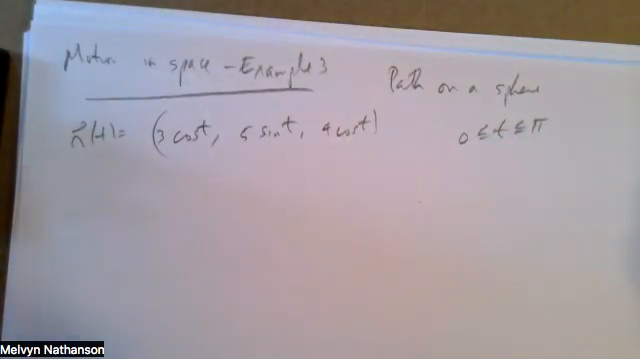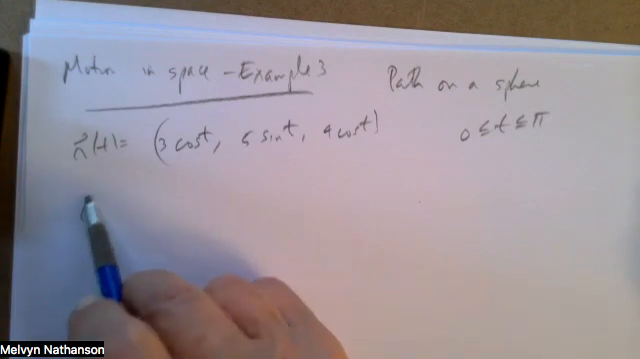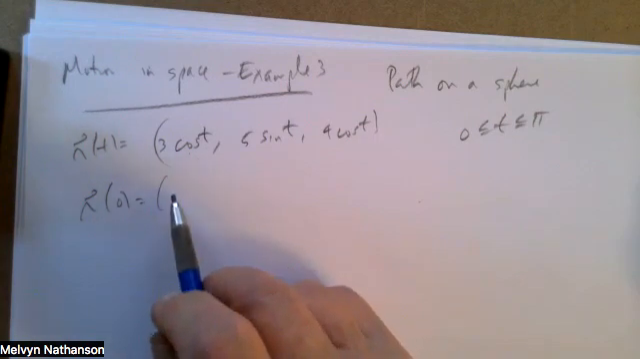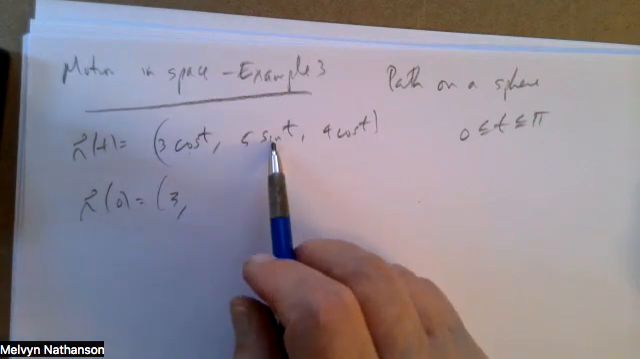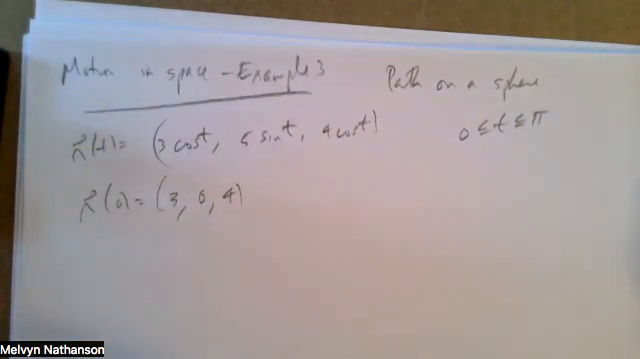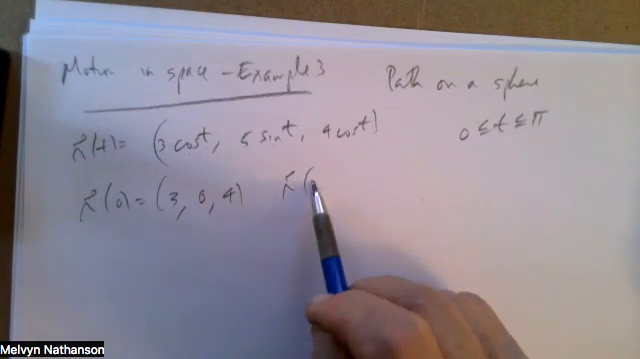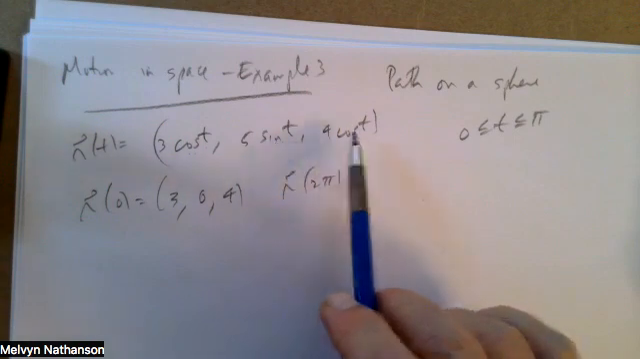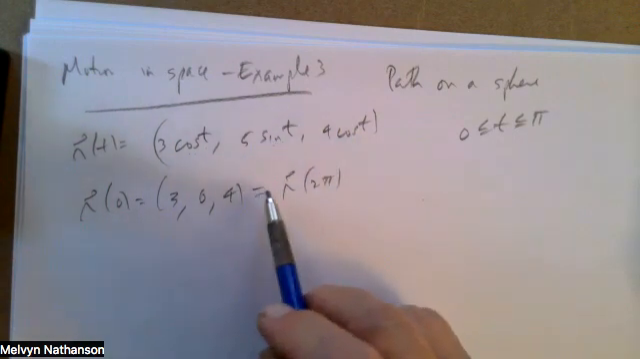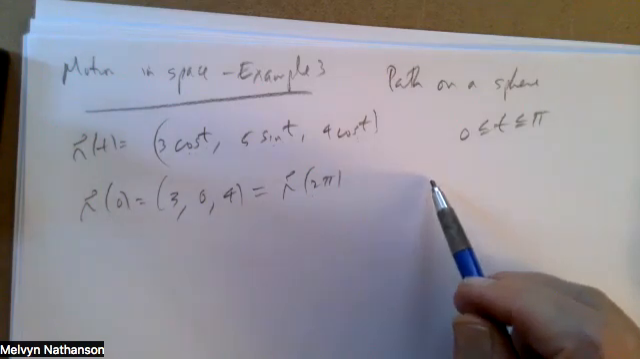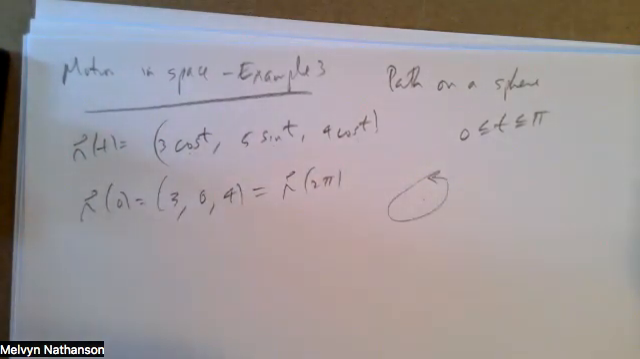So this is a curve that comes around on itself because r at time 0 is 3 cosine 0, 3 times 1 is 3, 5 sine 0 is 0, 4 cosine 0 is 4. And if you take r at time 2 pi, cosine of 2 pi is 1, sine of 2 pi is 0, cosine of 2 pi is 1. So at time 0 and at time 2 pi, you're at the same place, and somehow you are moving in space and you come back to where you started.